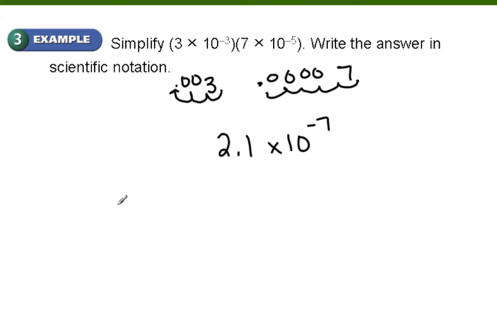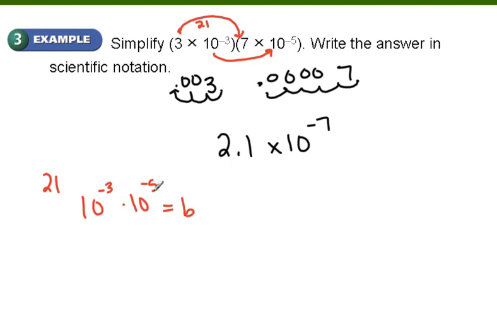Now, algebraically, we're going to multiply the like terms, the constants, together. 3 times 7 is 21, right? 10 to the negative third times 10 to the negative fifth, you are going to be adding your exponents. So we have 10 to the negative 3 times 10 to the negative 5. Keep the base, and then add your powers. Negative 3 minus 5 is negative 8.